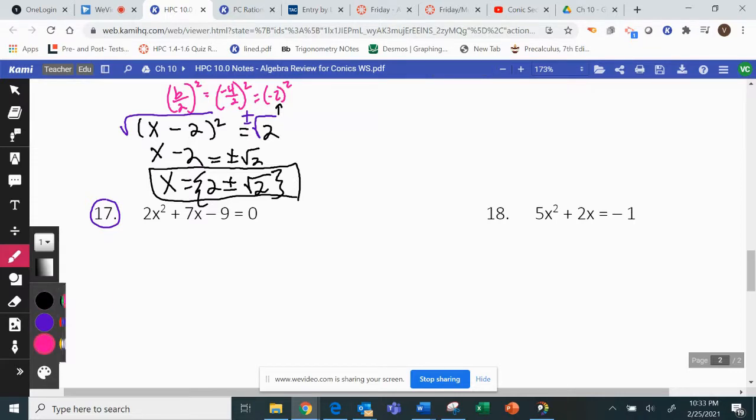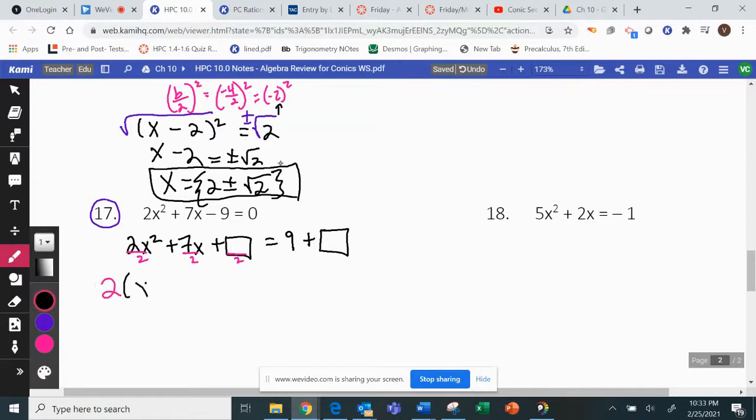I am going to start by moving the 9 over. And then I'm going to add a square to both sides. But because this is 2x squared, I can't do that step yet. So what I do is I factor out the 2 and put it in front. Now I have left over x squared plus 7/2 x plus, but this time it's not a square, it's not the same number.